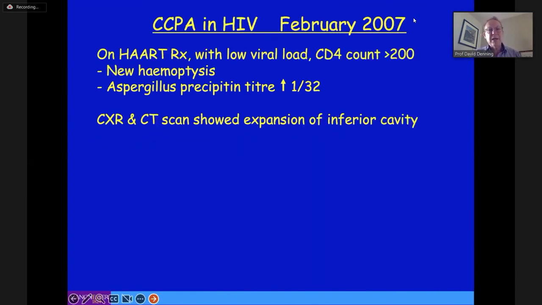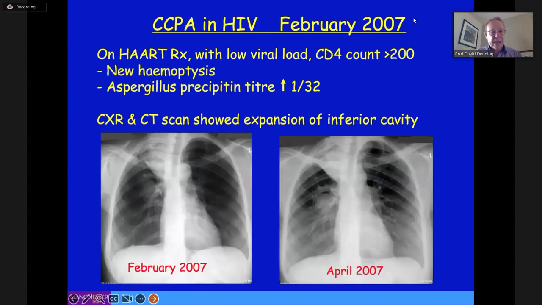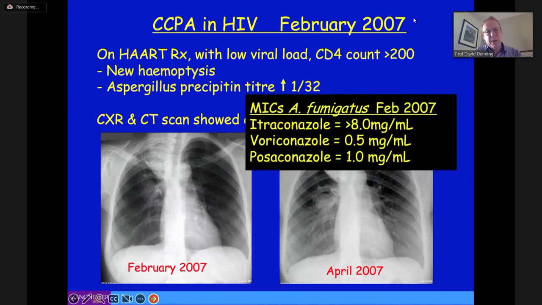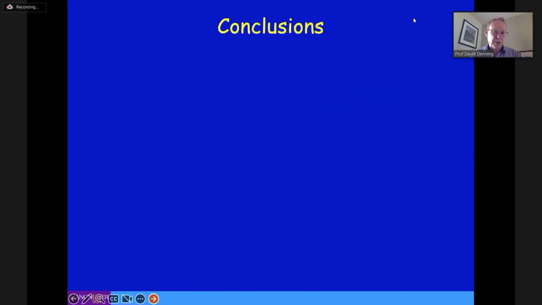2 years later, with well-controlled HIV, she has new hemoptysis. Her antibody level has gone up, which is often a clue to failing disease or relapse disease. And you can see that her scan shows that the cavity near the hilum has substantially increased in size. And we grew from her sputum a resistant fumigatus, in this case resistant to itraconazole and posaconazole, but not voriconazole. So she was switched to voriconazole, which we were lucky because many of these strains are not susceptible to that, and she responded to that.